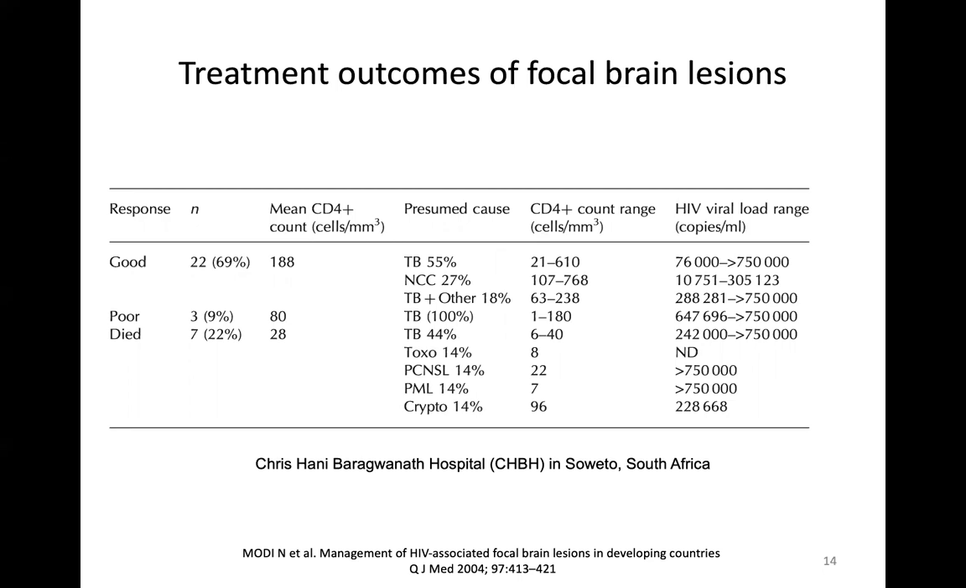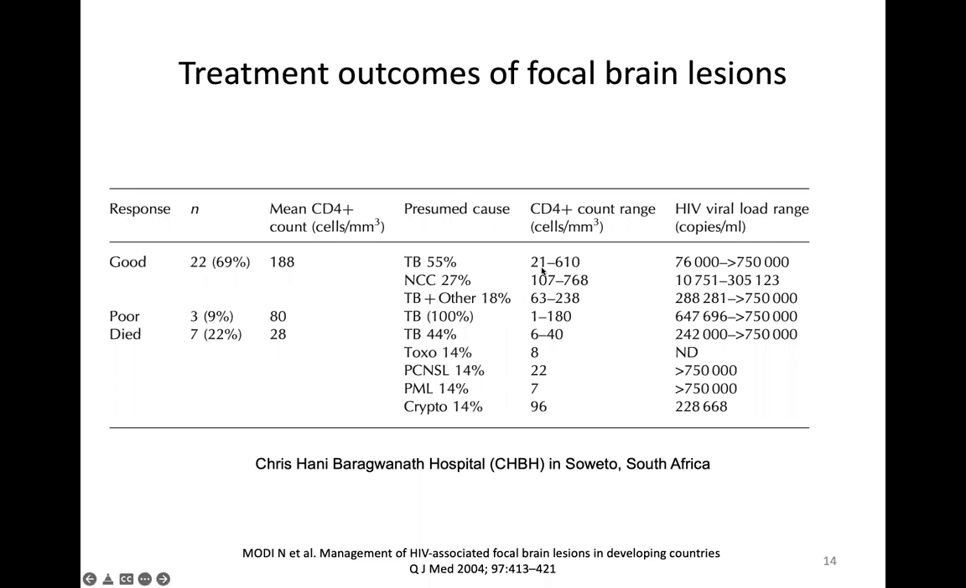So if you see a patient tomorrow in the middle of nowhere, and really you think a CT scan will take you a week, what can you start treating whilst you do your investigations? It's TB, toxoplasmosis, and neurocysticercosis. And if you get it right, most of the time you are likely to get good clinical outcomes.